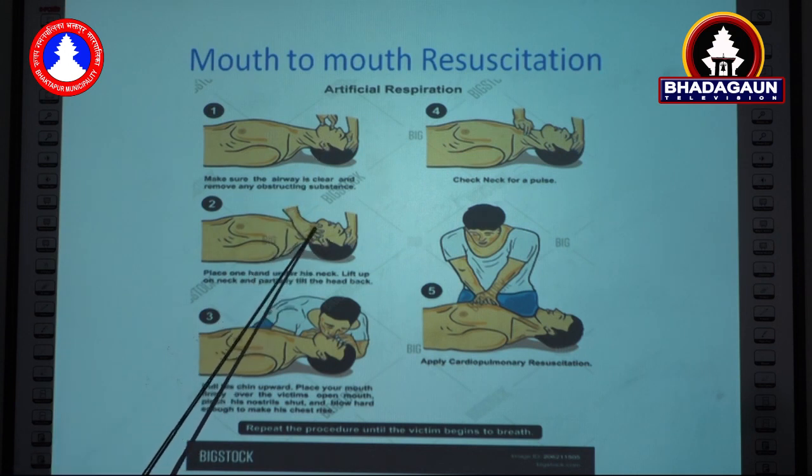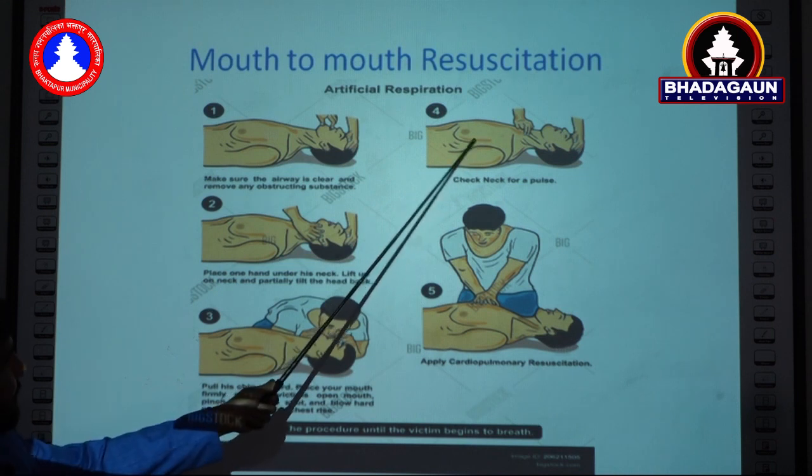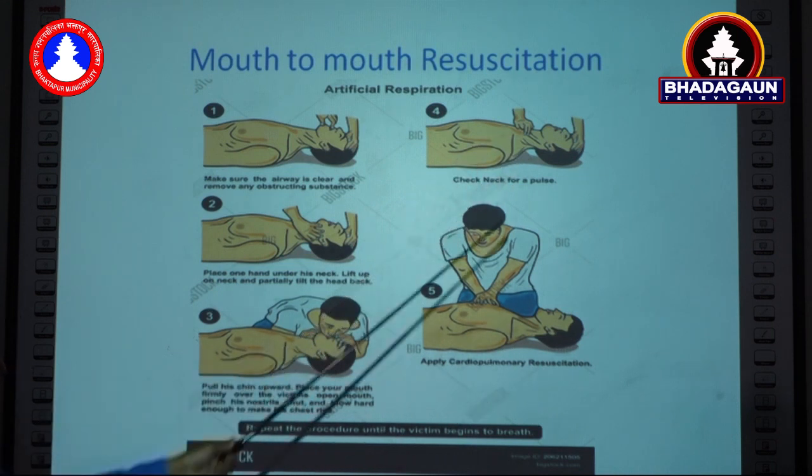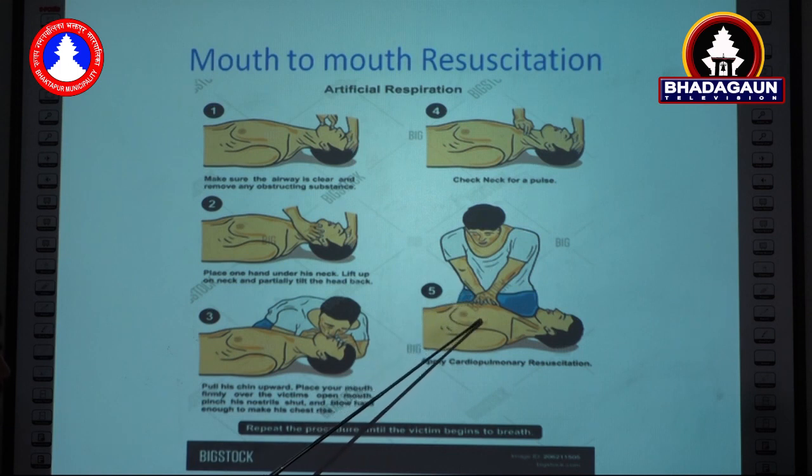Second, now seeing this one, tilting the head here, right, so that the respiratory tract, or say windpipe, will be a bit wide. Now seal the patient's mouth with your mouth, if you are involved in such a way. Now blow the oxygen here, right, then leave the patient's mouth, or say victim's mouth. Finally, doing this cardiopulmonary resuscitation.